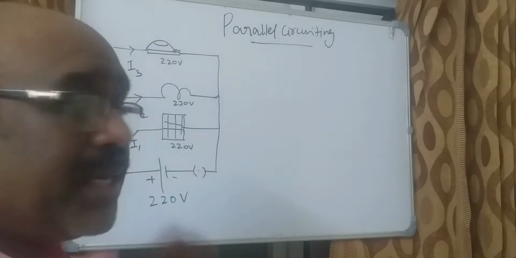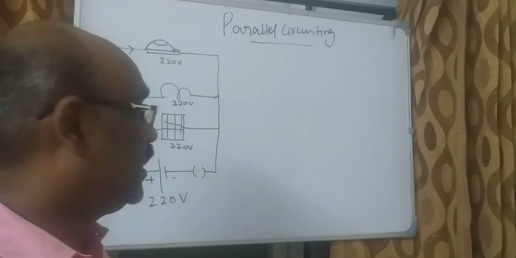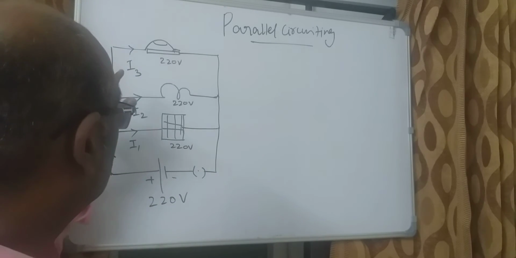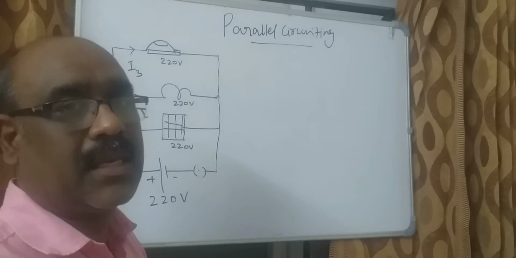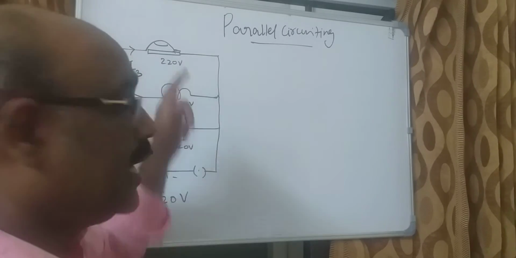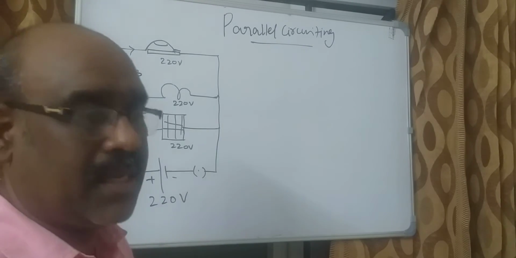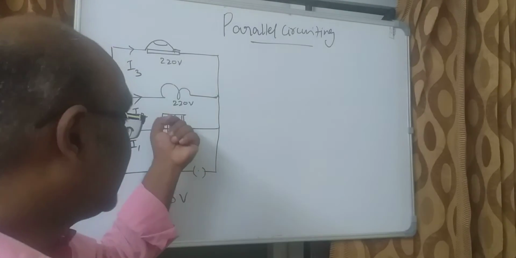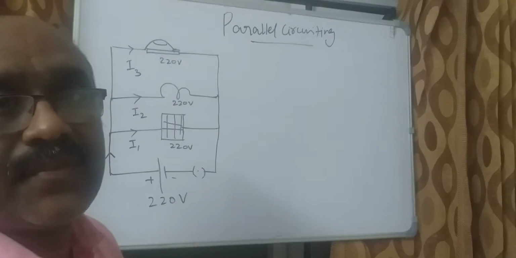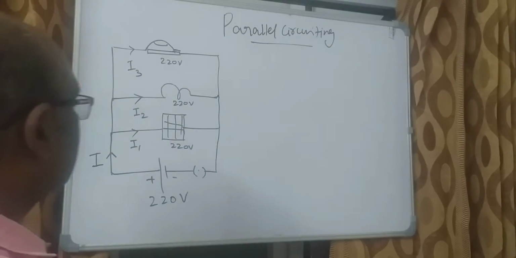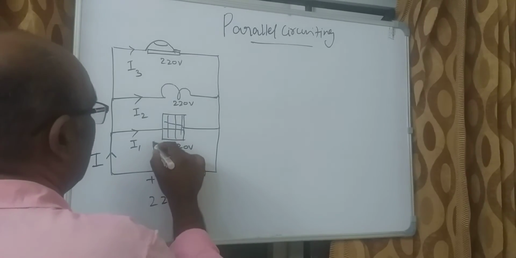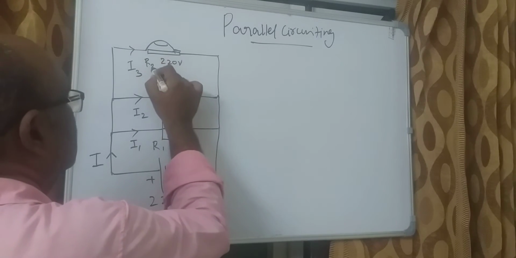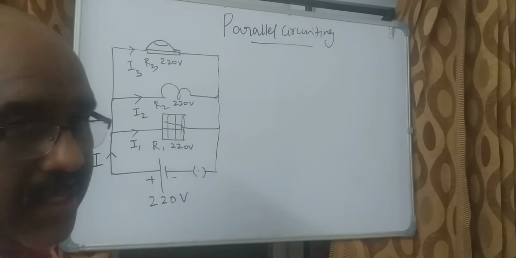The voltage supplied to all the appliances is common, whereas the current produced here will be splitting into different current values according to the appliances kept over here, and each appliance will have its own resistance. According to that, it will draw the wanted amount of current. So let us now take the resistance of this wire as R1, the resistance of this bulb as R2, and the resistance of this iron box as R3.